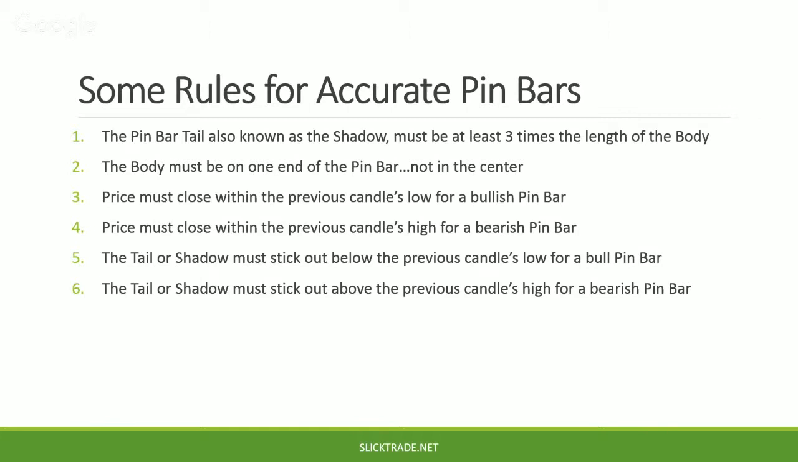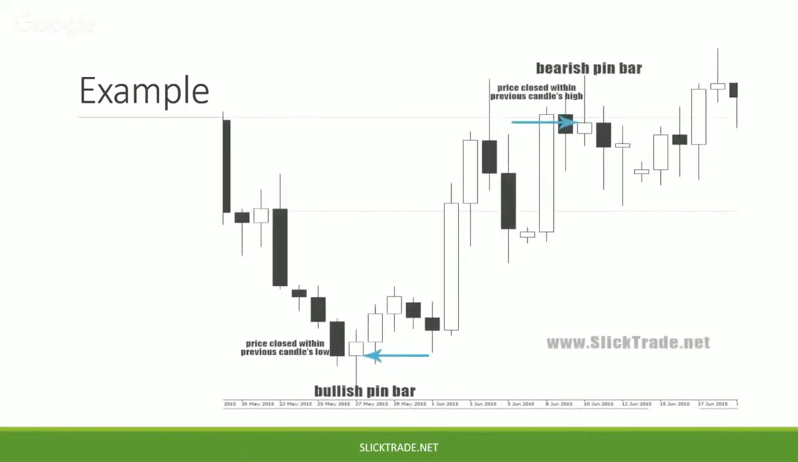5, the tail or shadow must stick out below the previous candle's low for a bull pin bar. And 6, the tail or shadow must stick out above the previous candle's high for a bearish pin bar. Or very close to. All right, but we're going to look at that later on. And with each lesson, I'll go into more detail, and you can add on to what you learn, to really get a good feel.